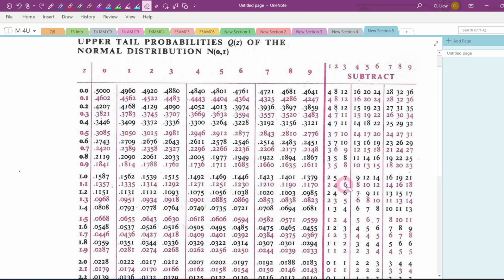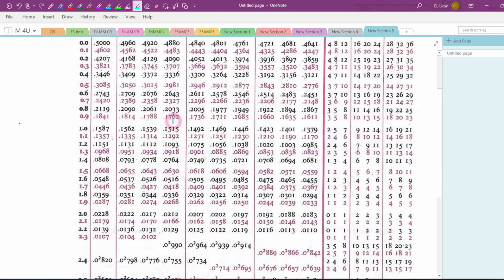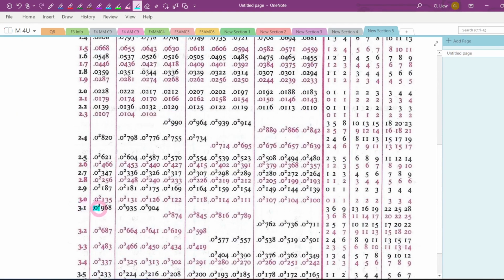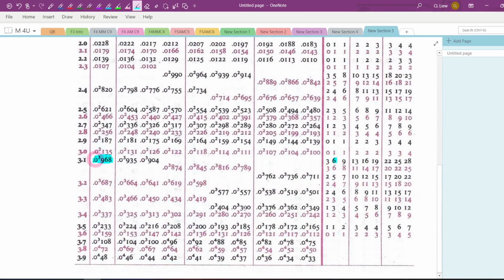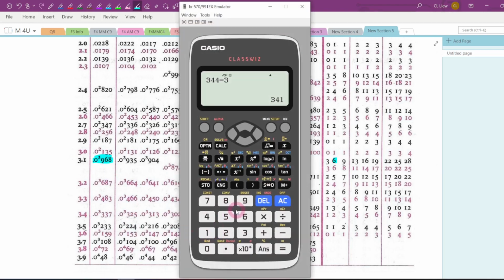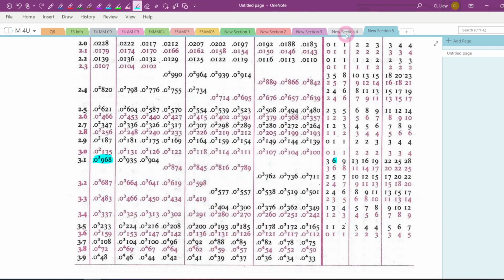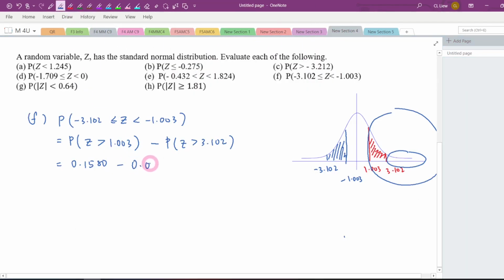3.102 is over here. Okay, so you have 30 before the line. Before the line, you have to be more careful. 968 minus 6. Don't forget to add 30 in front of this 9. So it will be 0.000962. Then just use a calculator to help you to get the answer.